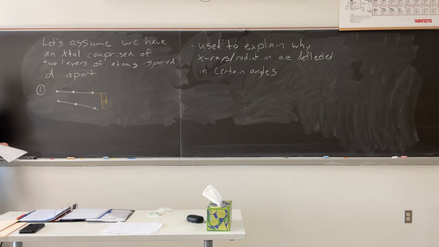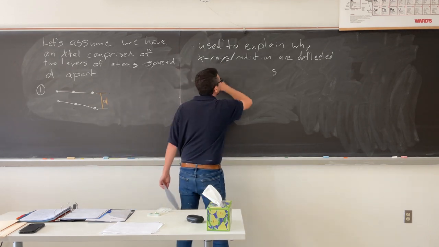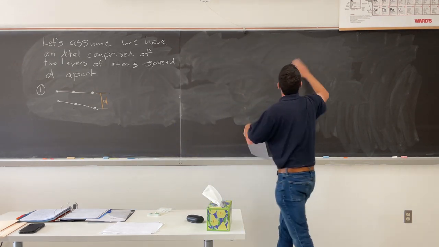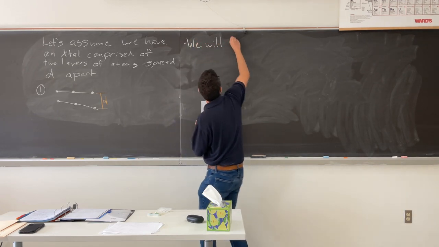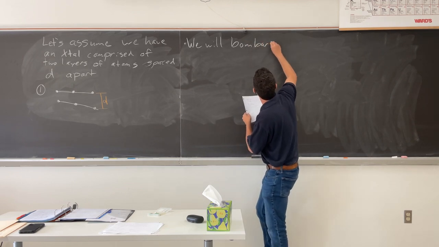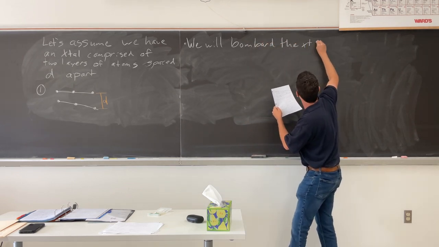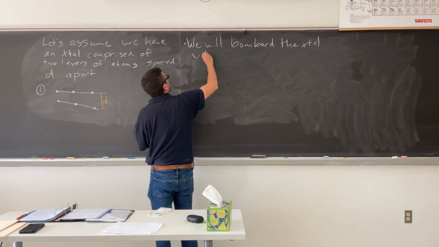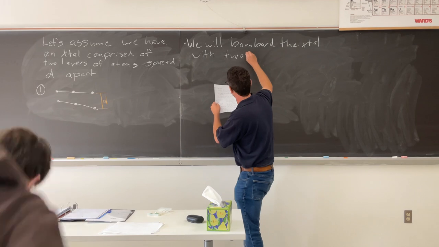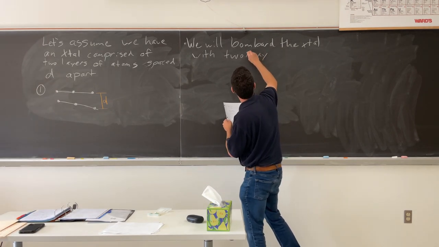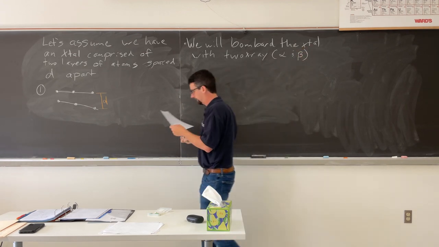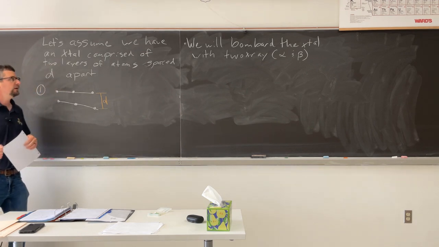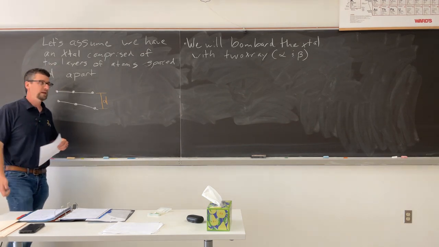Now, what we're going to do is what all good scientists do. Let's shoot some radiation at it. We will bombard the crystal with two rays, X-rays, alpha and beta. Initially, these two rays are in phase with one another.